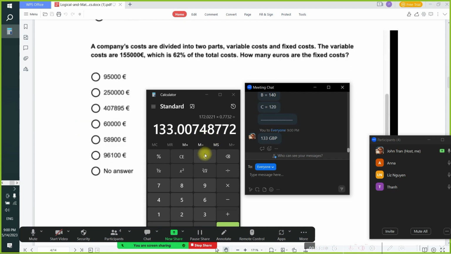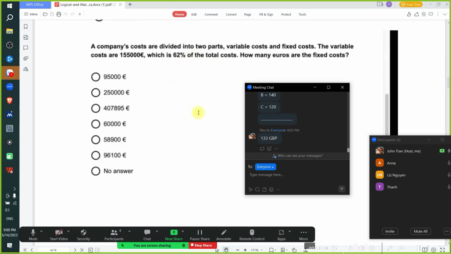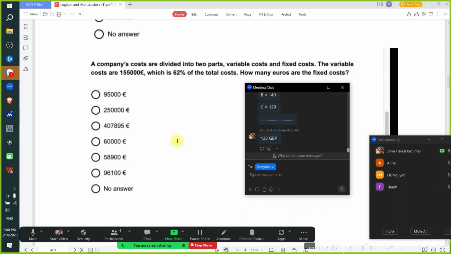Okay, let's do this one. A company's costs are divided into two parts: variable cost and fixed cost. Variable costs are the costs that fluctuate, and fixed costs are the costs that are fixed, they don't move or change.